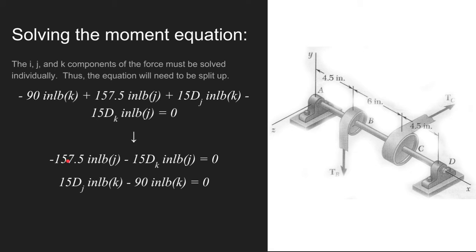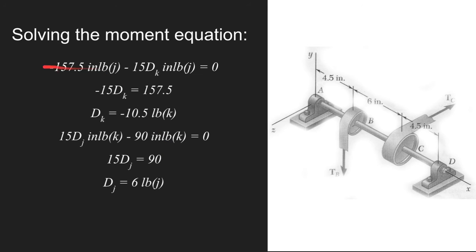So negative 157.5 inch-pounds in the J direction minus 15 DK inch-pounds J have to equal 0, as well as 15 DJ inch-pounds in the K direction minus 90 inch-pounds in the K direction have to equal 0. So these equations are very simple to solve. They can be solved just like the previous one.